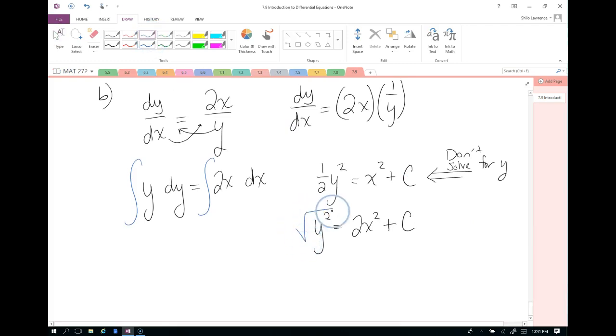The next thing we would do if we wanted to solve for y is we would have to square root both sides. And not only that, we would have to do a plus minus in the front. And this type of answer is really ugly. What you're technically saying is there's two answers. y equals plus or minus square root of 2x squared plus c.